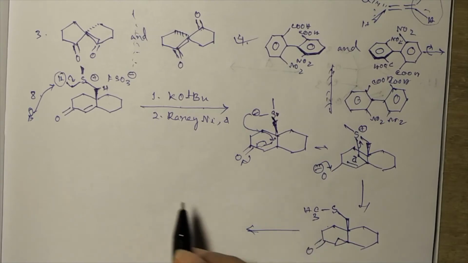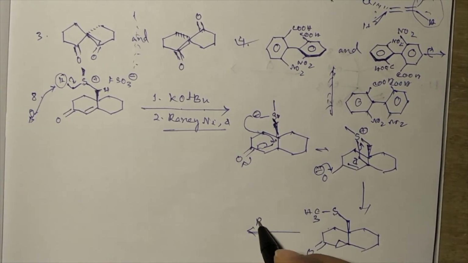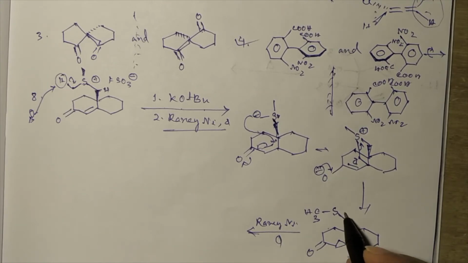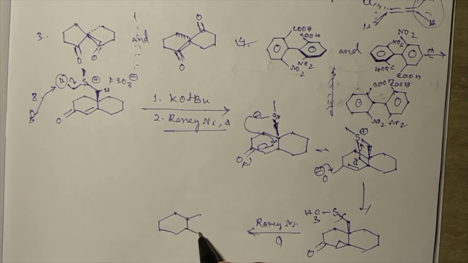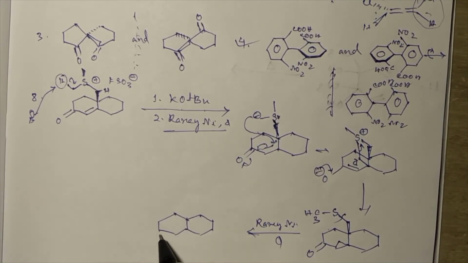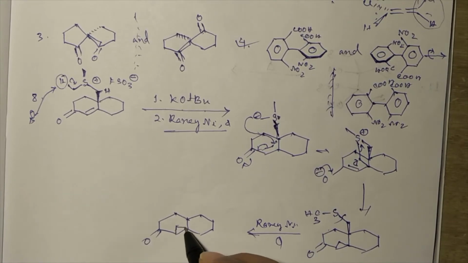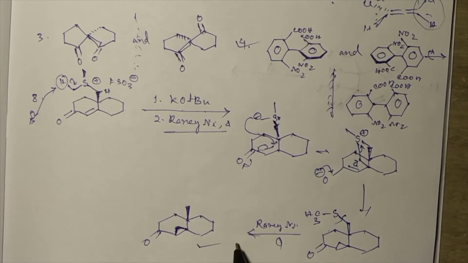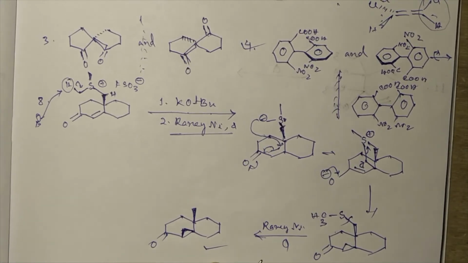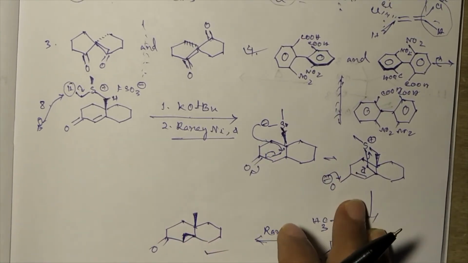Now if it is treated with Raney nickel, heat, then this bond will be cleaved. It will be converted to a CH3 group. So the product will be this. The cyclopropyl ring will be above the plane, and it will also be above the plane. So this will be the product of this reaction.